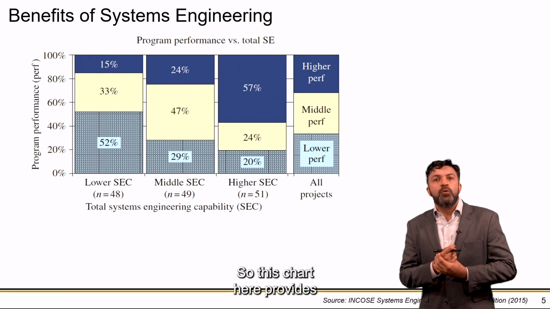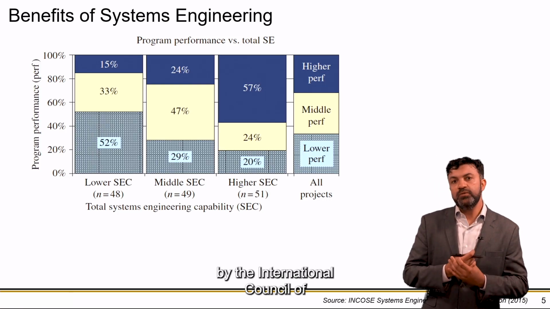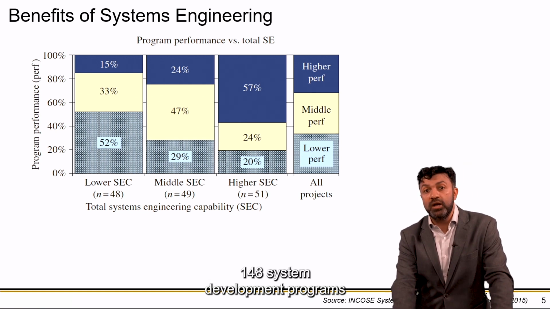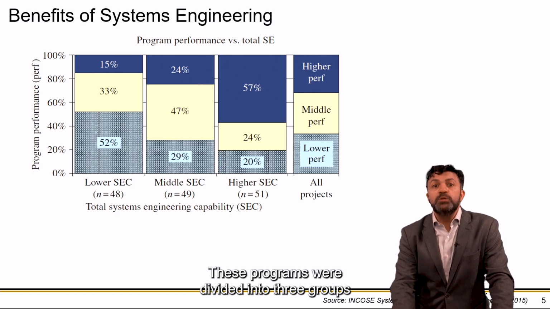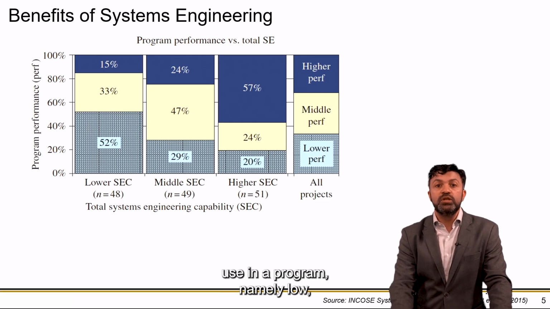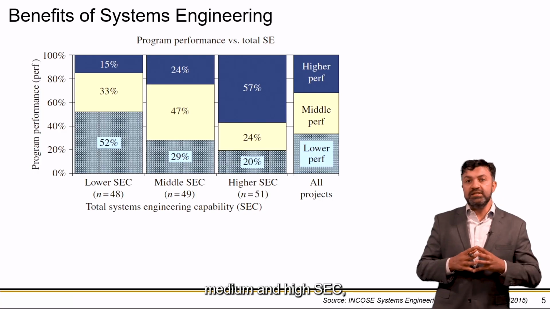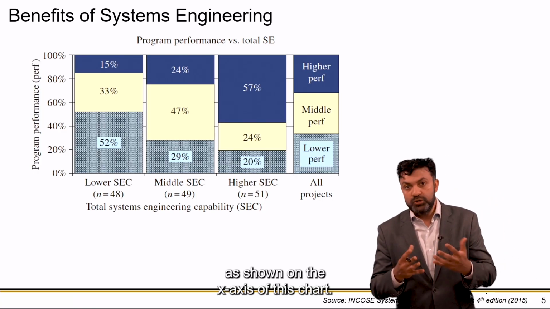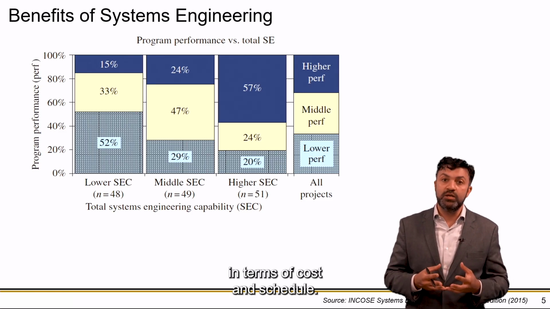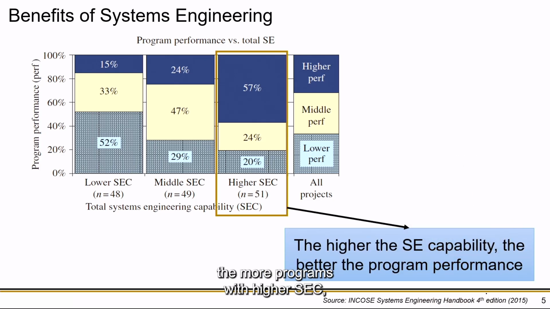So this chart here provides the results of a survey conducted by the International Council on Systems Engineering a couple of years ago, which looked at a total of 148 system development programs across multiple application areas. These programs were divided into three groups based on the systems engineering capability, or SEC, used in a program, namely low, medium, and high SEC, as shown on the x-axis of this chart. And then this SEC was compared to the overall program performance in terms of cost and schedule. What the results indicate is that programs with higher SE capability performed higher on the performance metrics when compared to the others. So the higher the SE capability, the better the program performance.